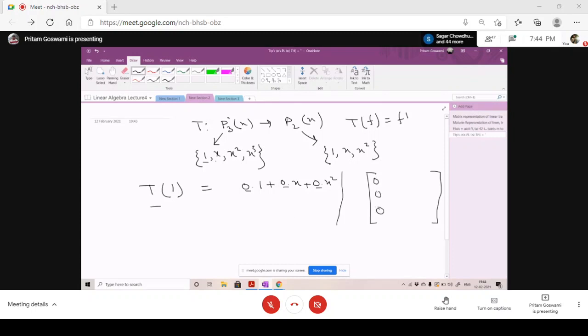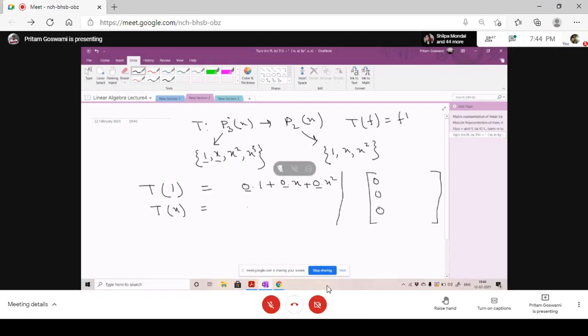Now come to this part, x. What will T(x) be? 1, right? So it is basically 1 into 1 plus 0 into x plus 0 into x square. What will this column be? 1, 0, 0.